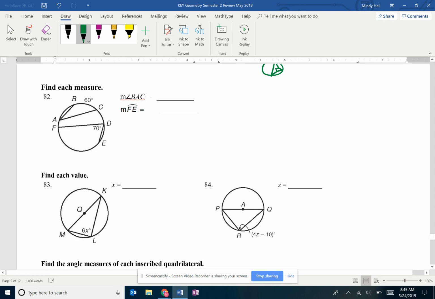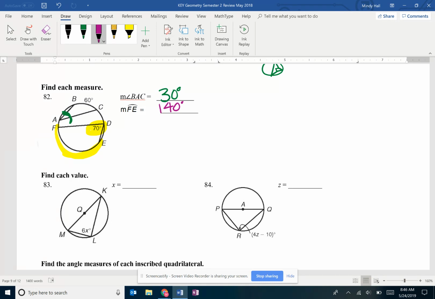So for 82, to find the measure of BAC, that is this angle right here. It is on the circle, so it's half of the arc. So 60 divided by 2 is 30 degrees. For FE, it's going to be double your angle. So 70 times 2 is 140 degrees. Oopsie.